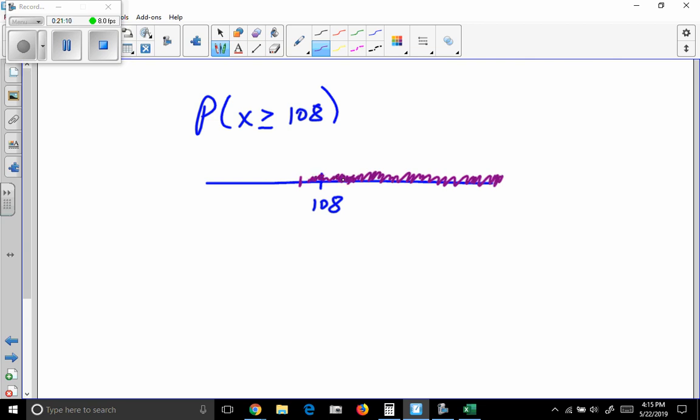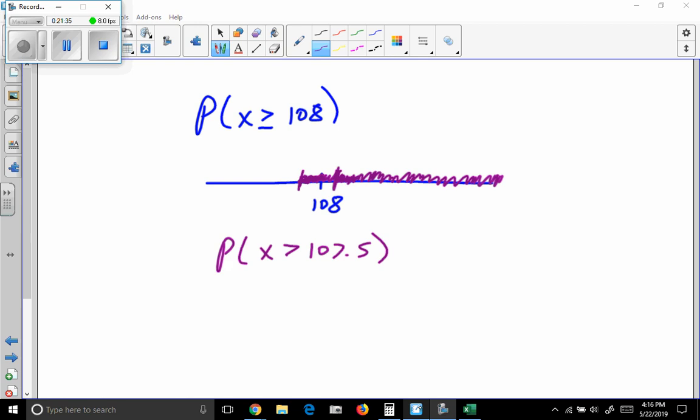So if we stopped here, 108 would not be included. But if we go all the way to there, it is. So we would have to correct a half unit to the left. So in terms of a normal, we would use 107.5 or bigger. So bigger than 107.5 includes 108.